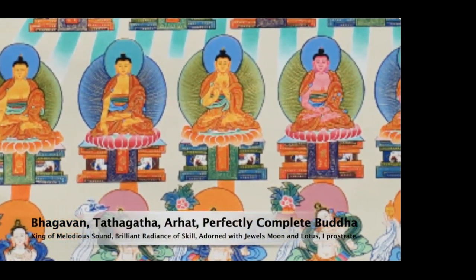To Bhagavan, Tathagata, Arhat, perfectly complete Buddha, king of melodious sound, brilliant radiance of skill, adorned with jewels, moon, and lotus, I prostrate.